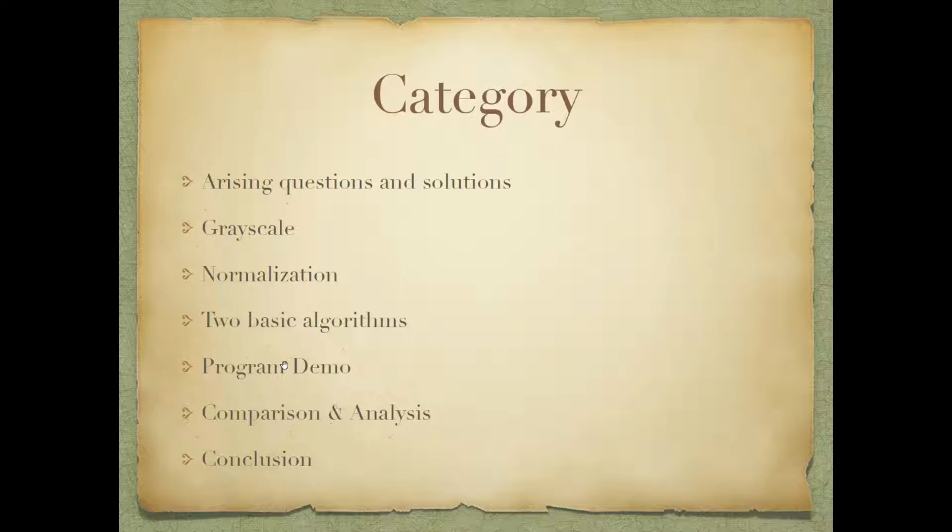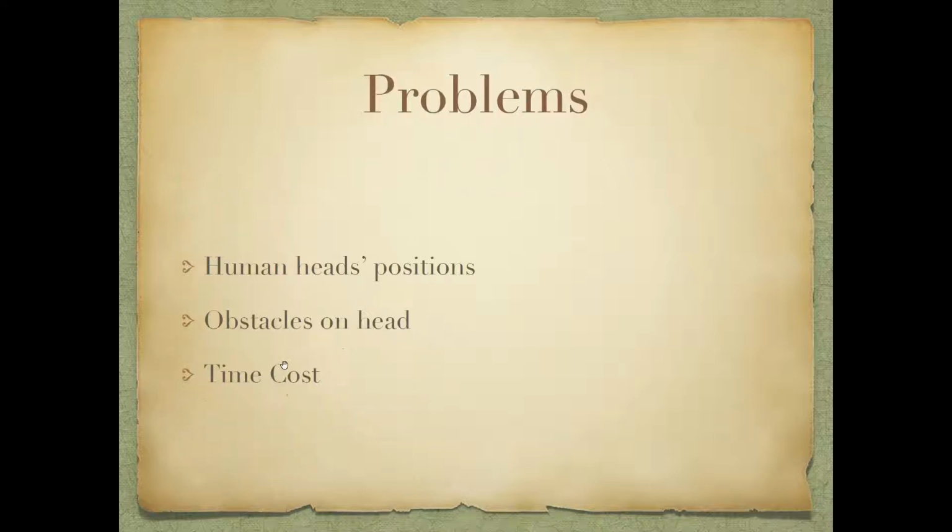As you can see above, what we focus on is introducing two major algorithms and making a comparison. There are many problems in actual use. This could go as the human head positions, like the distance between the man's head and the camera, and the direction the man's face looked at. Also, we have to take the obstacles on the head into consideration. Things could go as the earring, glasses, and even the necklace. Finally, we have to consider the time cost, because if you implement such an expensive system, it would be meaningless in actual use.